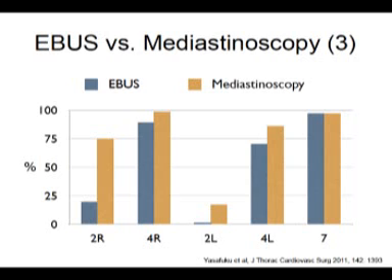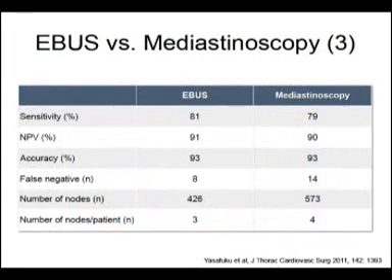And contrary to the RINTOOL study, the registry study that I showed earlier, where N3 nodes were not being biopsied, this group did a really good job of biopsying both ipsilateral and contralateral, as well as subcarinal nodes in pretty much everybody. Next, please. But there was no difference in the sensitivity, negative predictive value, or the accuracy of EBUS versus mediastinoscopy in this group of patients.